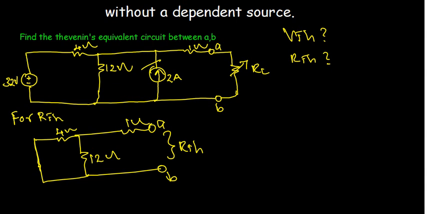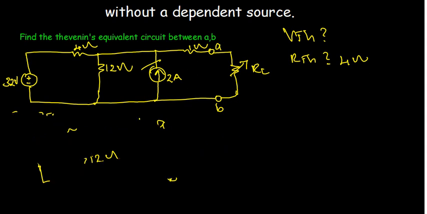Then we need to find the RTH value. This and this are in parallel, and this is in series with the resistor. So the RTH value is 4 ohms. Okay, then we need to find the VTH value. How do we find it? VTH is the source voltage seen between the load terminals.